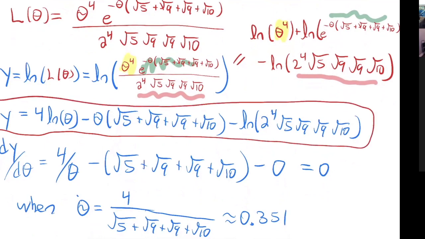And now we take the derivative of that with respect to theta. And so the 4 natural log of theta, when I take the derivative, is 4 over theta. When I have theta times this constant, the derivative is just going to be the constant. And this last natural log doesn't have theta in it at all, so it's just constant. So when I take the derivative of this with respect to theta, I just get 0.